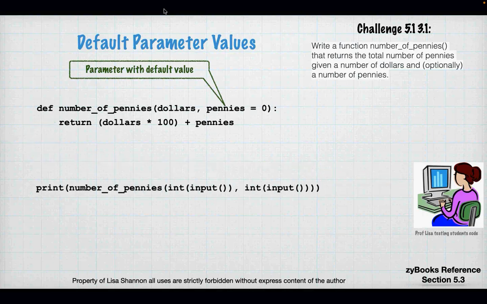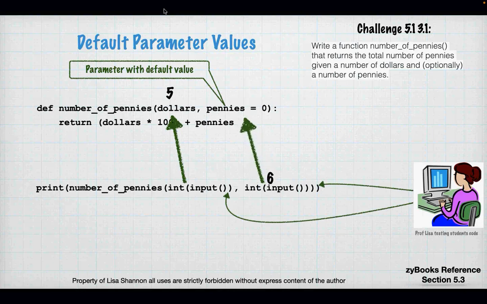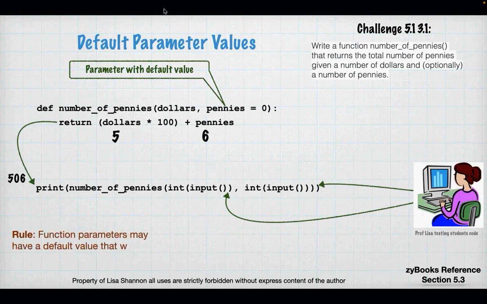So now I can say print number of pennies, and I'm going to take 2 input statements. And I'm going to input 5, and I'm going to input 6. So it's going to say dollars times 100, so it's going to be 5, and it's going to be 6. So I'm going to have 506 pennies. So I've just called the same function 2 different ways.